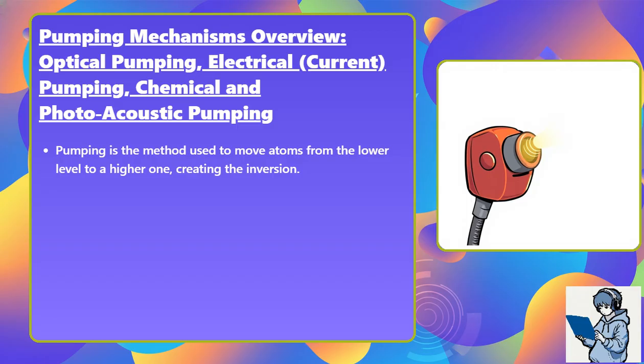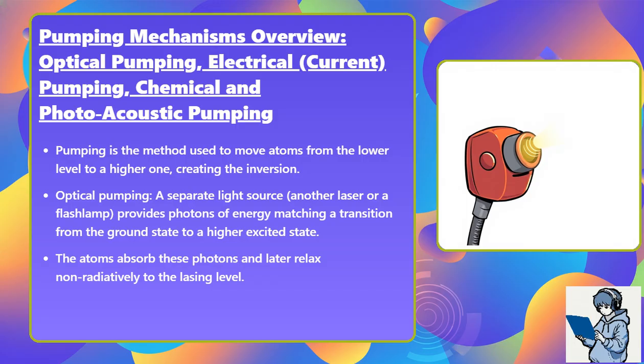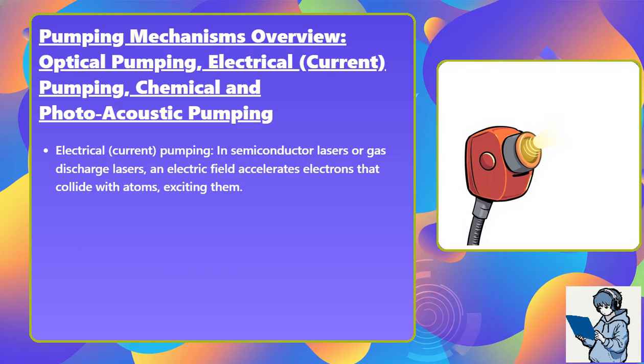Pumping is the method used to move atoms from the lower level to a higher one, creating the inversion. Optical pumping: a separate light source, another laser, or a flash lamp provides photons of energy matching a transition from the ground state to a higher excited state. The atoms absorb these photons and later relax non-radiatively to the lasing level. Example: Nd:YAG is pumped by an 808 nanometer diode that excites Nd3+ ions, which then relax to the 1064 nanometer lasing level.